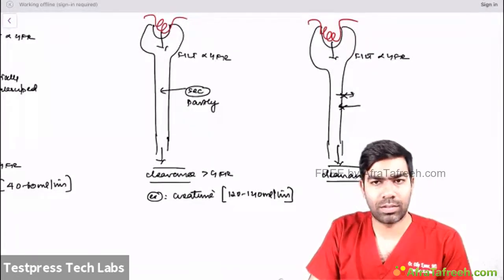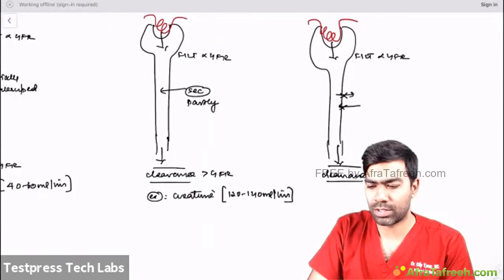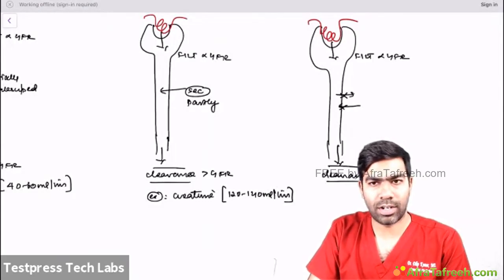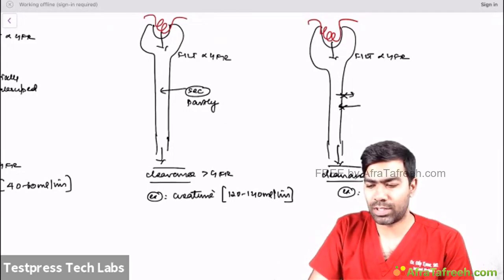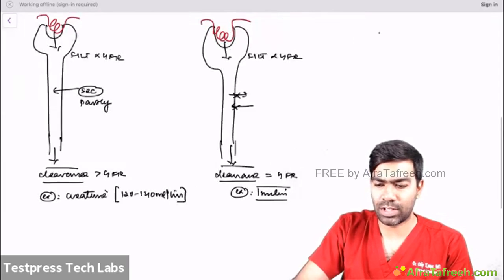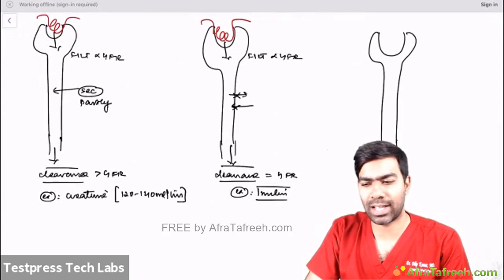Of course, it's not getting reabsorbed, not getting secreted, it comes straight into the urine. So whatever is coming in the urine is equal to the glomerular filtration rate. So the clearance of that particular substance will be equal to that of the GFR. And the best example of this is inulin. Inulin is still the gold standard for knowing the exact GFR.